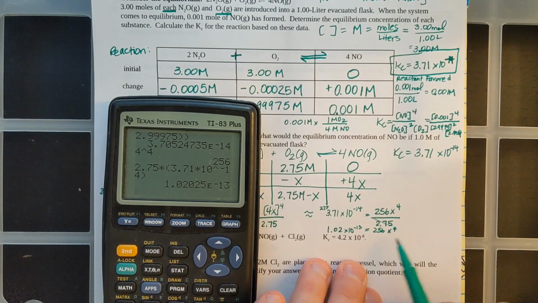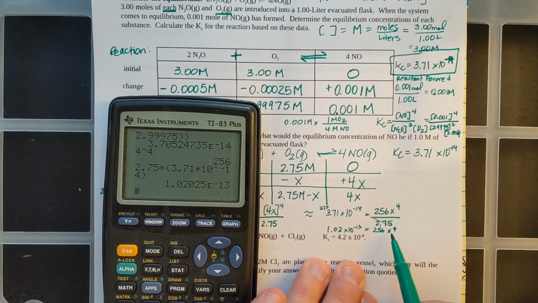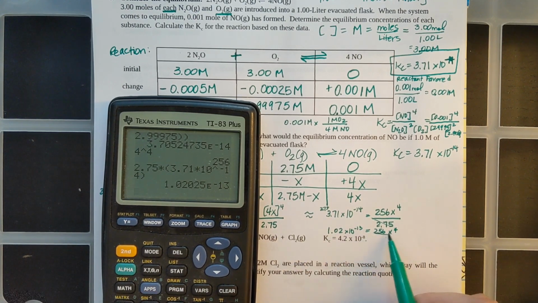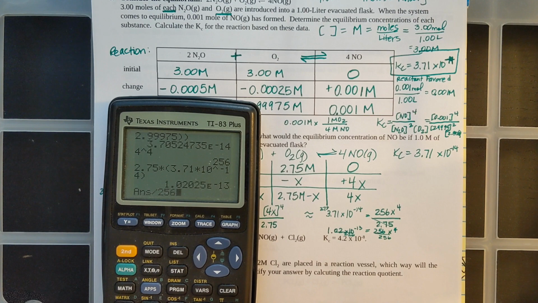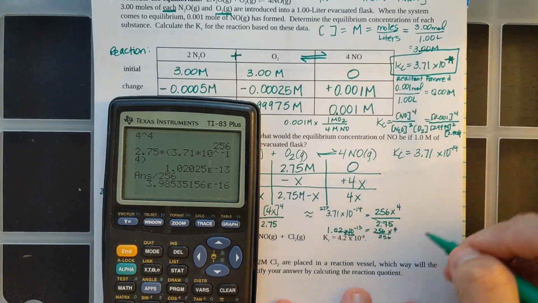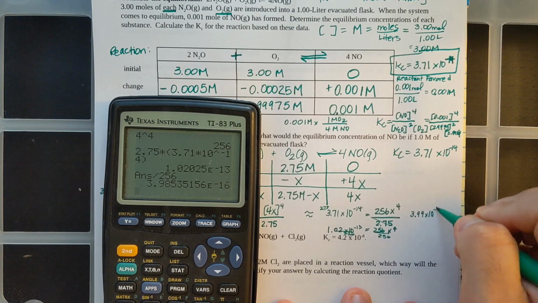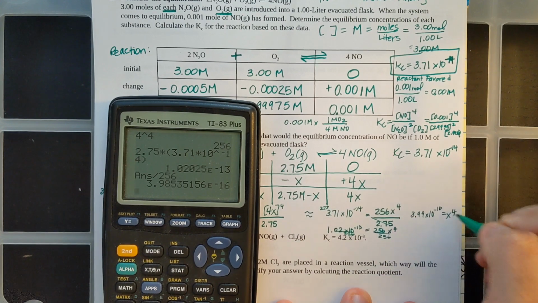And so now I'm left with this, x to the fourth. If I want to try and get x by itself, I divide both sides by 256. So I'm going to divide this number by 256. And I get another really small number. I get 3.99 times 10 to the minus 16th equals x to the fourth.